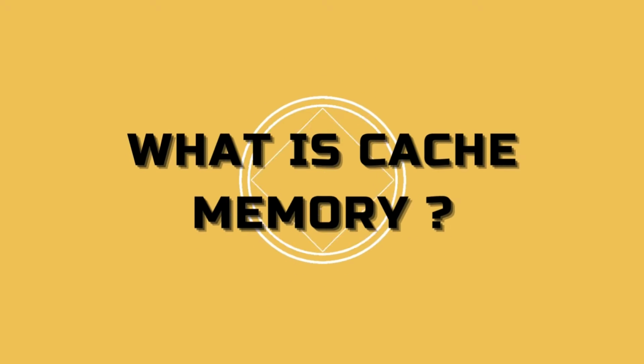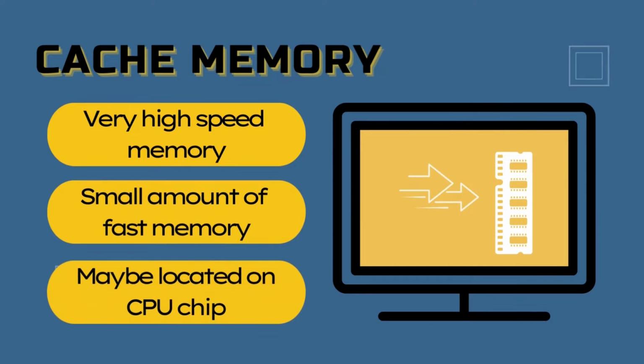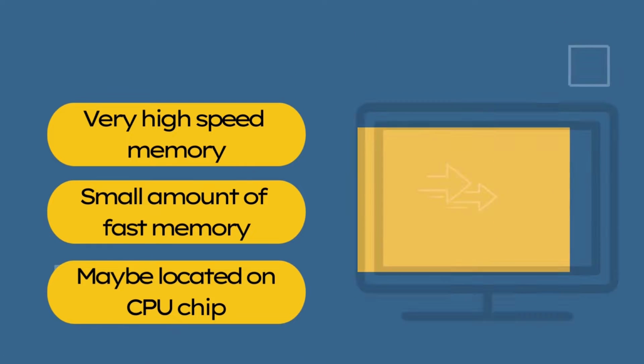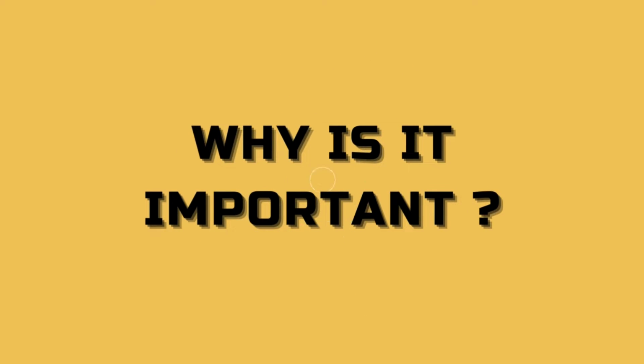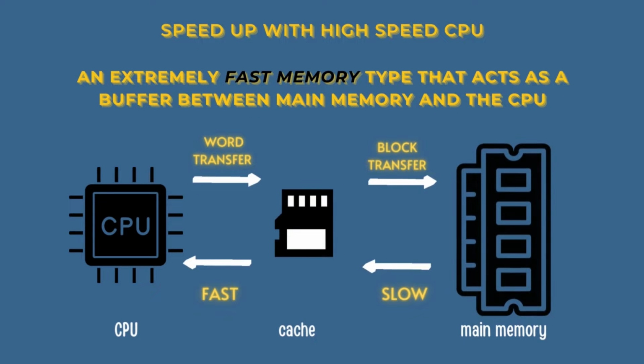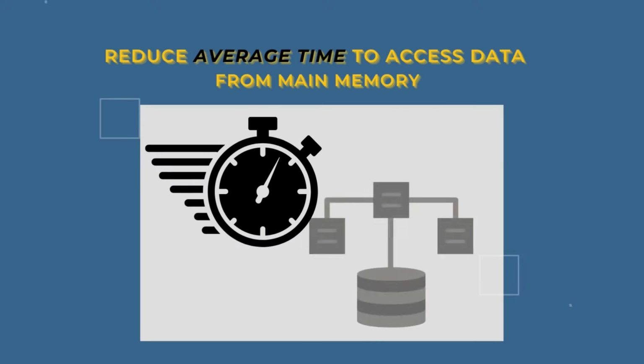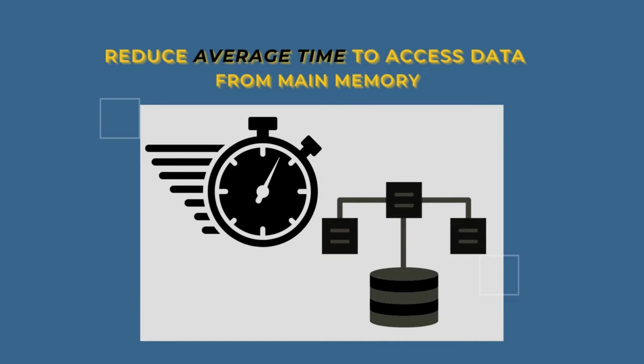To understand what cache mapping is, we must first find out what cache memory is. It is a very high-speed memory, a small amount of fast memory that may be located on the CPU's chip. And why is it so important? It will speed up the high-speed CPU. It is an extremely fast memory that acts as a buffer between main memory and the CPU. It will also reduce the average time to access data from main memory.